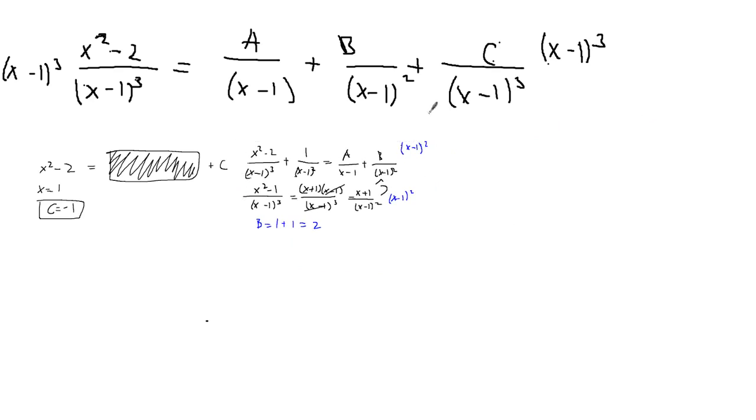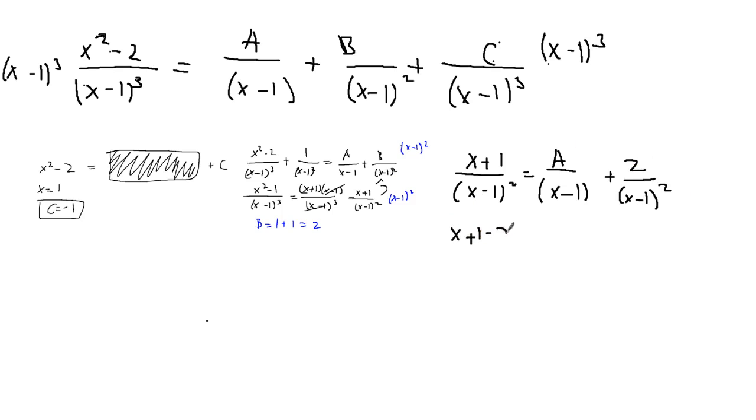Now we do the same thing again, but this time we have b is equal to 2, so what's our equation? Our equation was x plus 1 over x minus 1 squared is equal to a over x minus 1 plus 2 over x minus 1 squared. So we put 2 over x minus 1 squared on the other side. We'll have x plus 1 minus 2 over x minus 1 squared is equal to a over x minus 1.